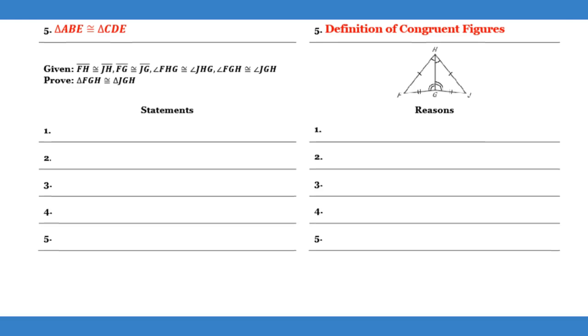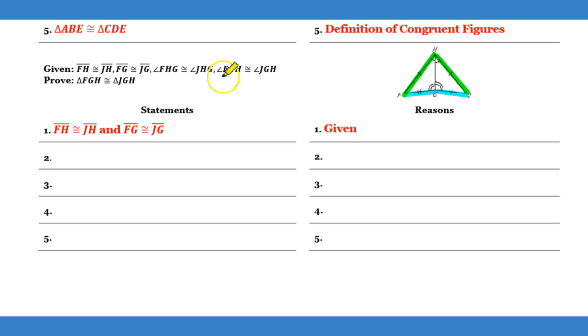All right, last proof. Given that FH is congruent to JH, FG is congruent to JG, and angle FHG is congruent to JHG, and FGH is congruent to JGH, we want to prove our two triangles are congruent. So first of all, I'm going to go ahead and write my two sides that are congruent. That was given. I know that this side is congruent to this side, and I know that this side is congruent to this side.